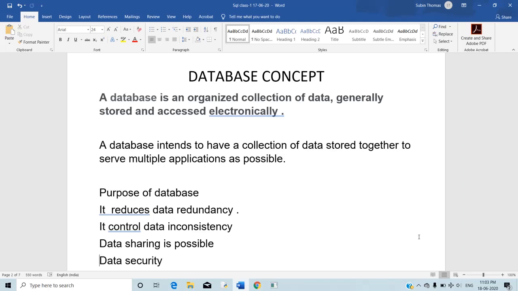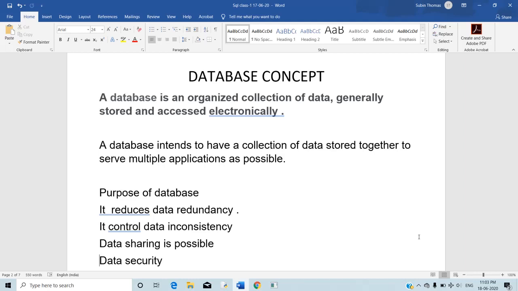And the third point is that data sharing is possible. Sharing of data is a main use of your database. The same data can be used in multiple applications. The same database can be used in multiple applications.